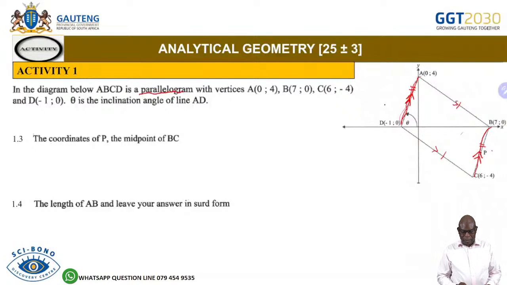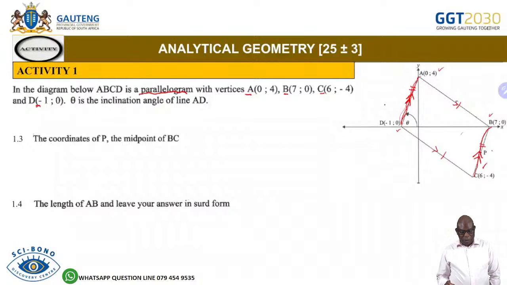Why did they say this is a parallelogram? The next thing there is your A value, your B value, your C, your D. Check if those coordinates are correct on there. So the A value is (0, 4). That's correct. My B value is (7, 0). My C value is (6, -4). The D value is (-1, 0). And I can see they are correctly placed.